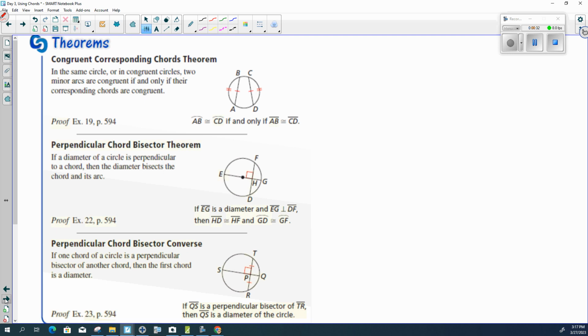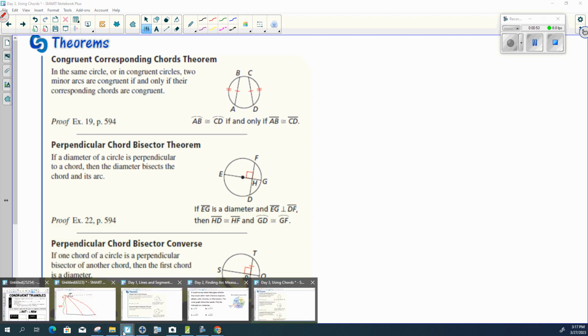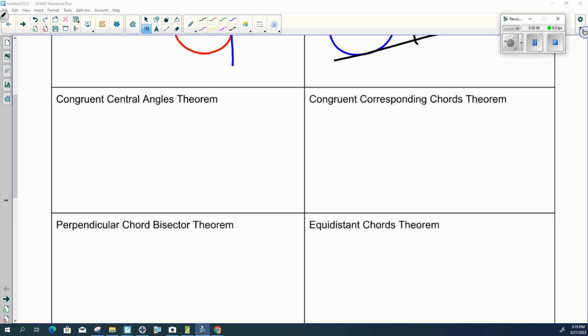Okay, starting off the beginning of our lesson, we have got 3 proofs. The congruent corresponding chords theorem, perpendicular chord bisect theorem, and perpendicular chord bisect converse, which I'm not seeing that bottom one on our theorem sheet. So let me open up the theorem sheet and we'll get those written down with the example. The 2 that we're covering today, again, is the congruent corresponding chords theorem. This one right here, you should already have filled out from yesterday.